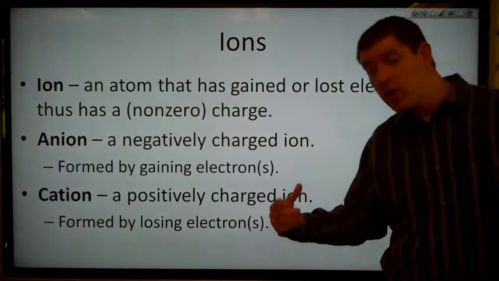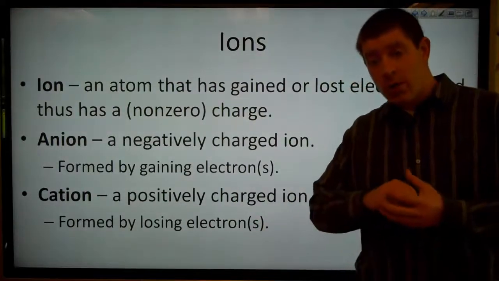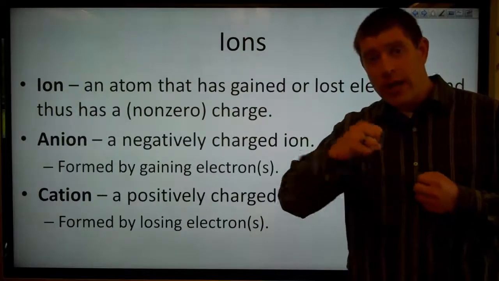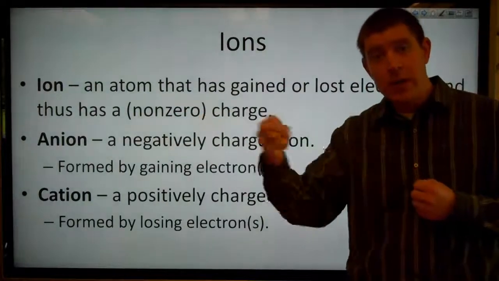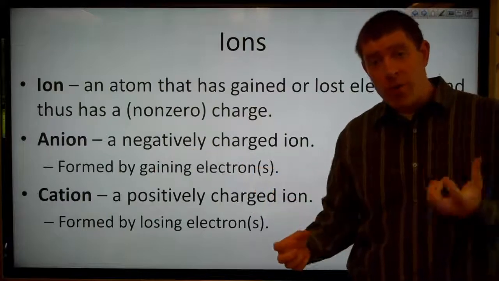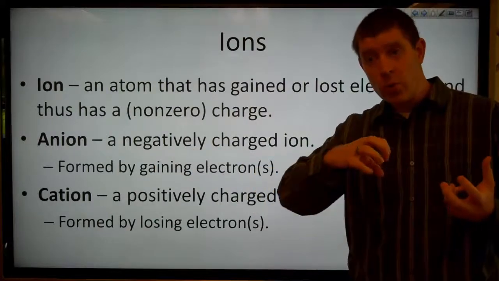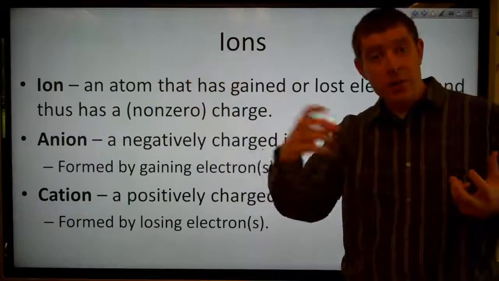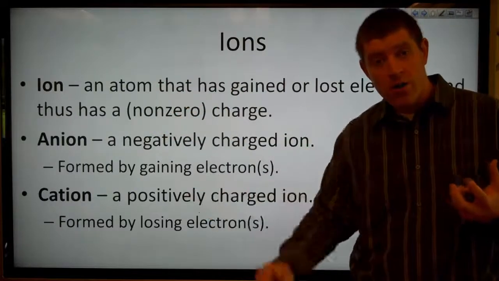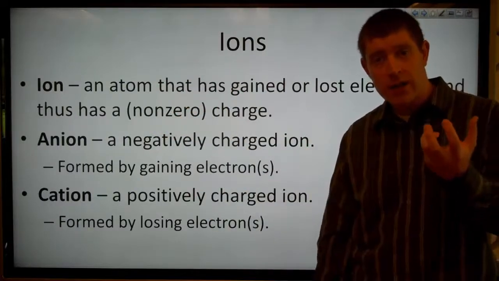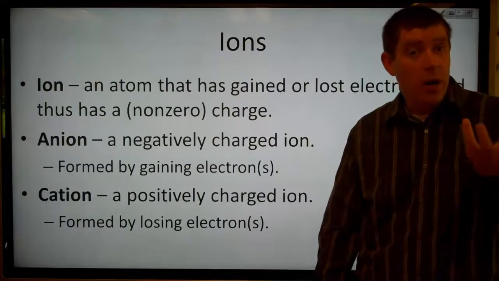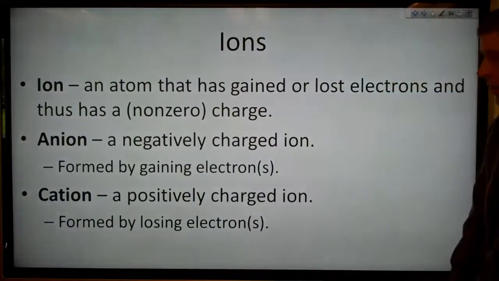A cation is a positively charged ion. This is formed by losing electrons. Again, remember, an electron is negatively charged. So if we take an electron out, we're removing a negative charge. We still have the protons in the nucleus. So as we remove a negative charge that is balancing out those protons, our atom becomes an ion that is positively charged, or more positively charged, at least, less negatively charged.